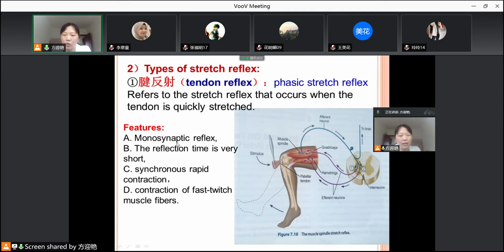You can tell me whether this is very short, very fast, or very slow. Yeah. Who can tell me?